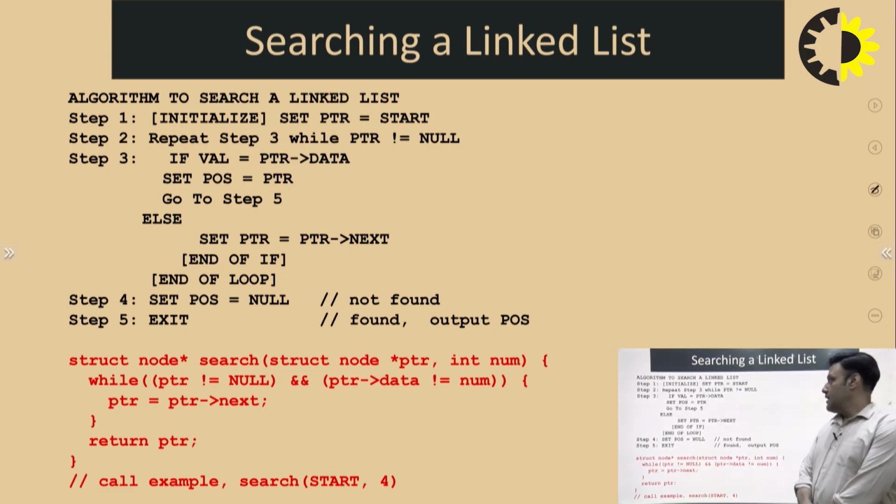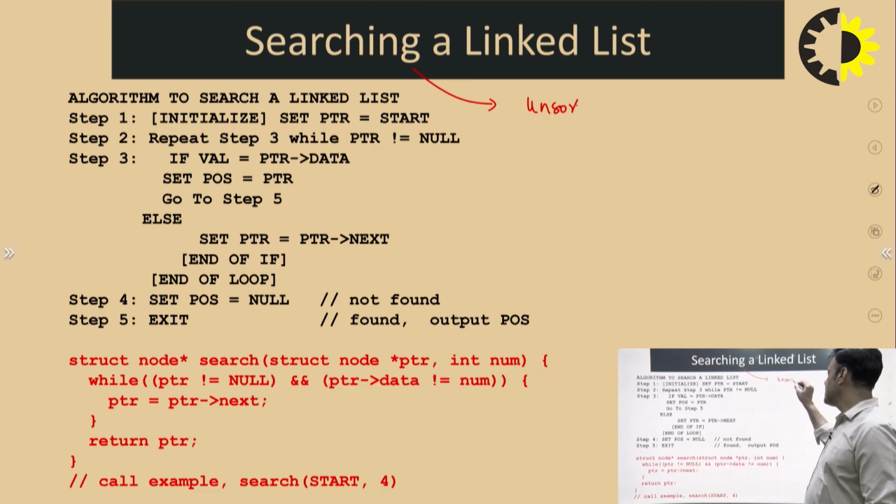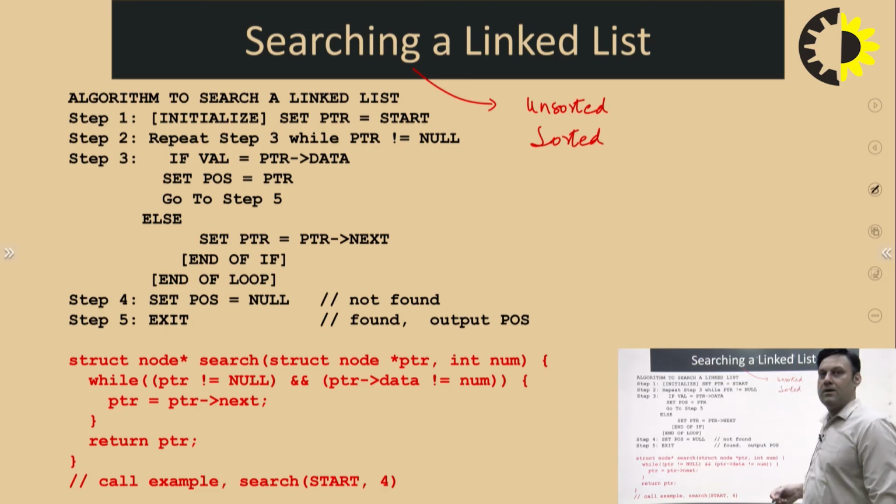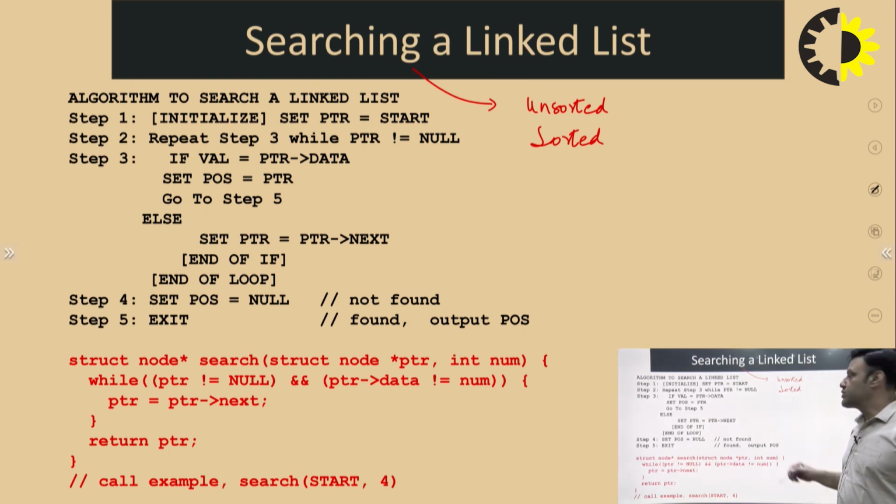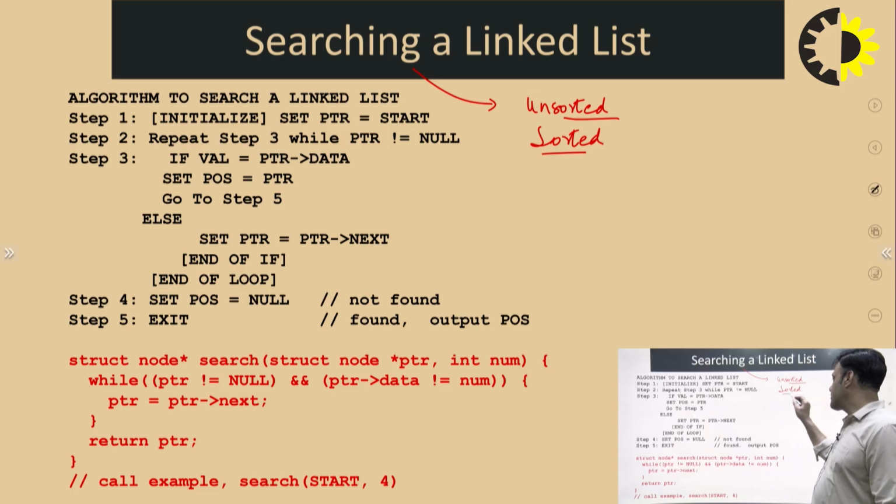Okay? Now, there is one more thing. We can search for an element in an unsorted list as well as in a sorted list. There is no issue in unsorted. We will just keep on checking. In case of a sorted list, what will we do?